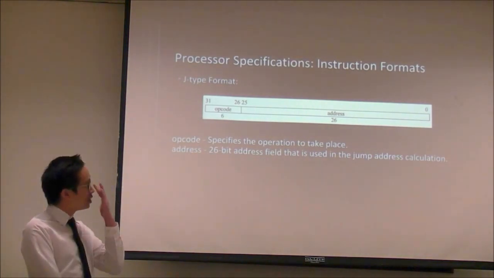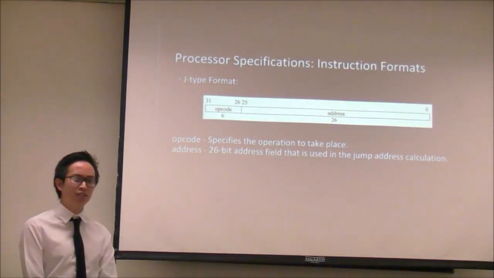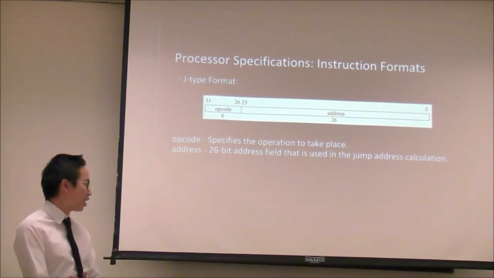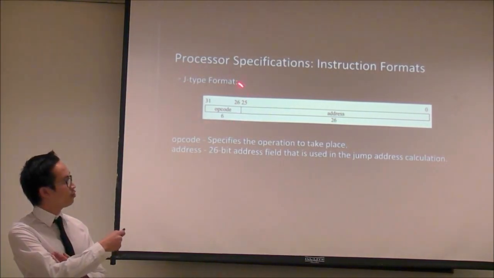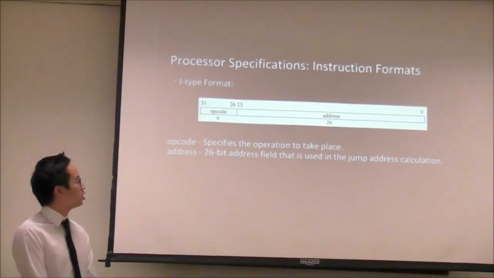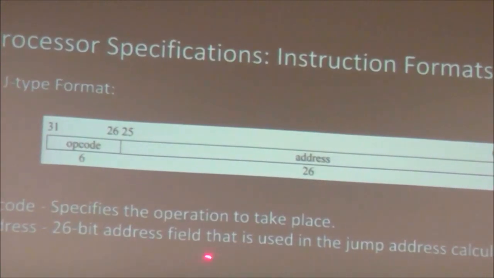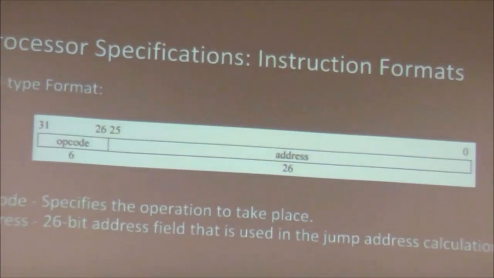And lastly is the J-type format, which is used for our jump instructions like jump and link. So once again, it consists of the 6-bit opcode field, which specifies which operation will take place, followed by the 26-bit address field that is used for the jump address calculation.